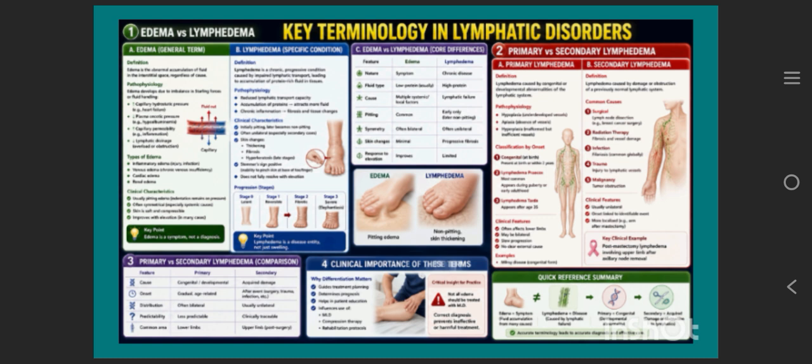So what is the summary regarding this topic? Edema is a general term for fluid accumulation, whereas lymphedema is a chronic condition resulting from lymphatic dysfunction. Lymphedema can be primary due to developmental abnormalities or secondary due to acquired damage. And accurate differentiation is essential for effective clinical management.